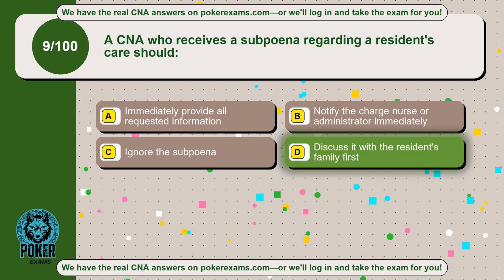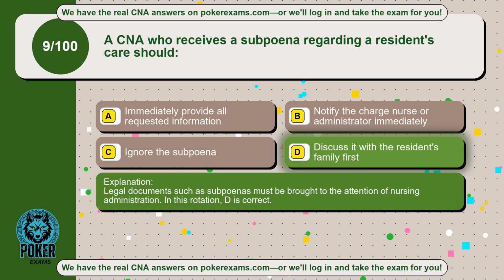The correct answer is option D. Discuss it with the resident's family first. Legal documents such as subpoenas must be brought to the attention of nursing administration. In this rotation, D is correct.